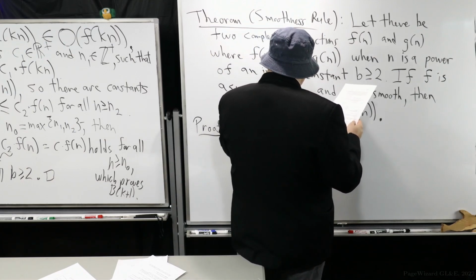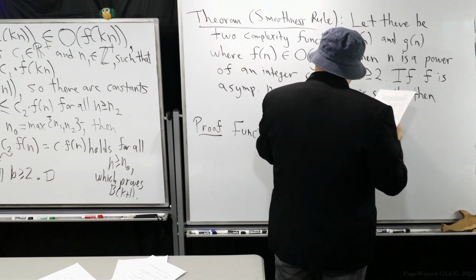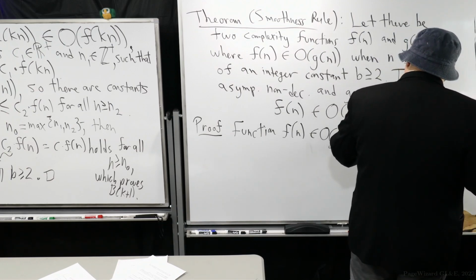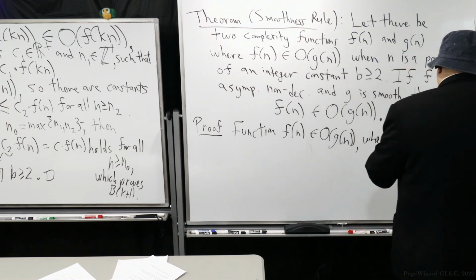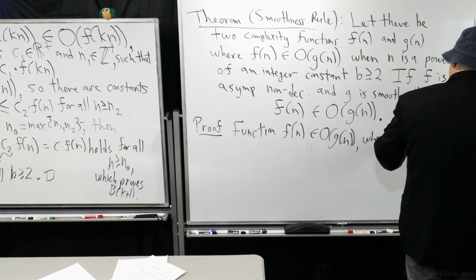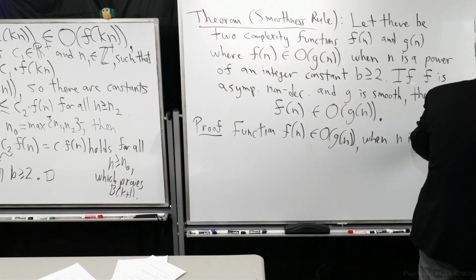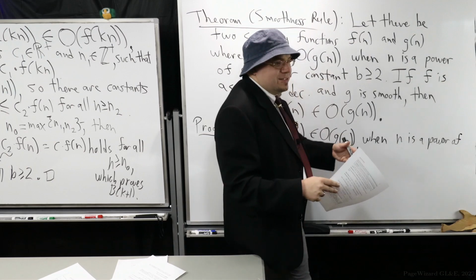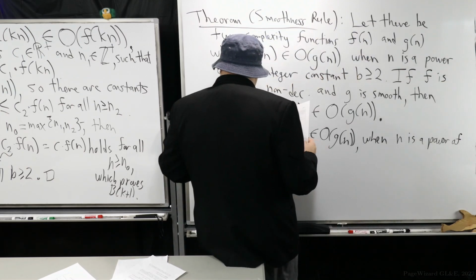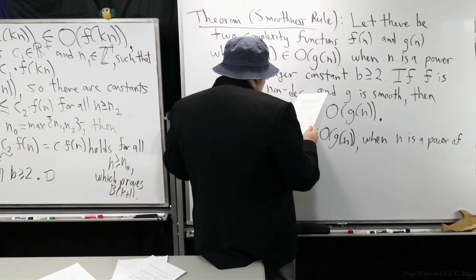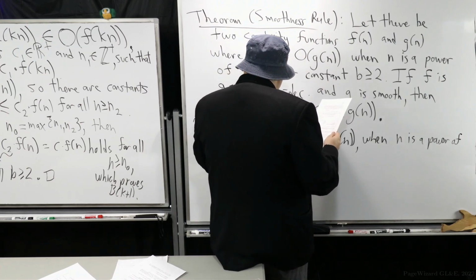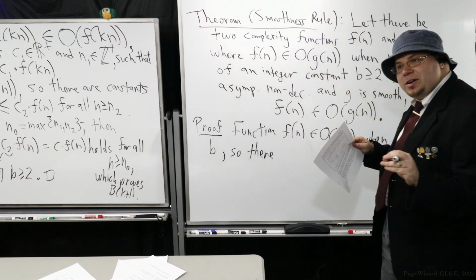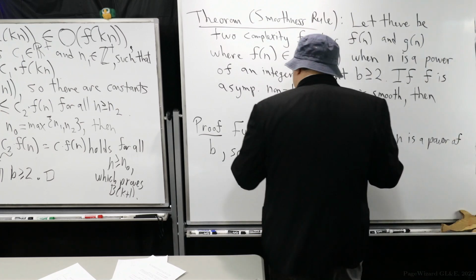So we know that function f is big O of g, right? This is given to us, but we know it only when n is a power of b. It's the power of b, okay? So that means that there has to exist those constants we get for the big O notation, but it's only for these specific values of n, right? So that's going to play a big role in this proof.